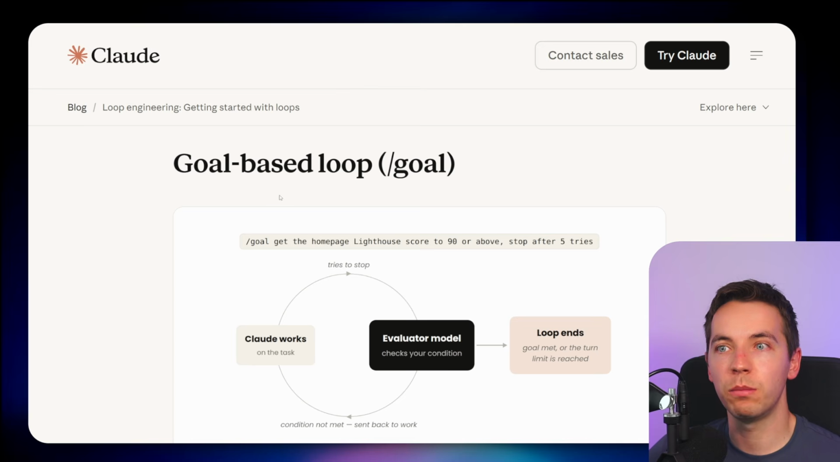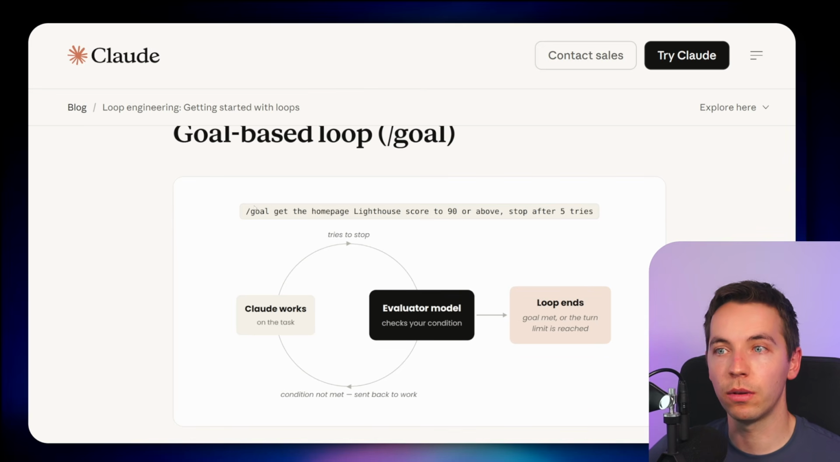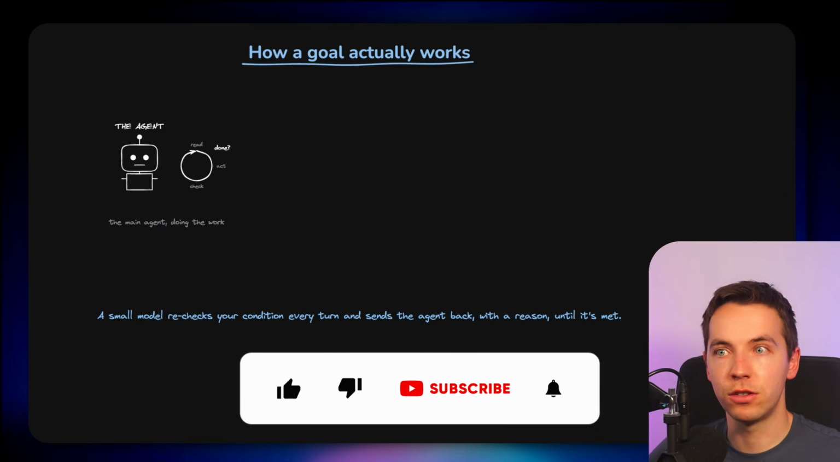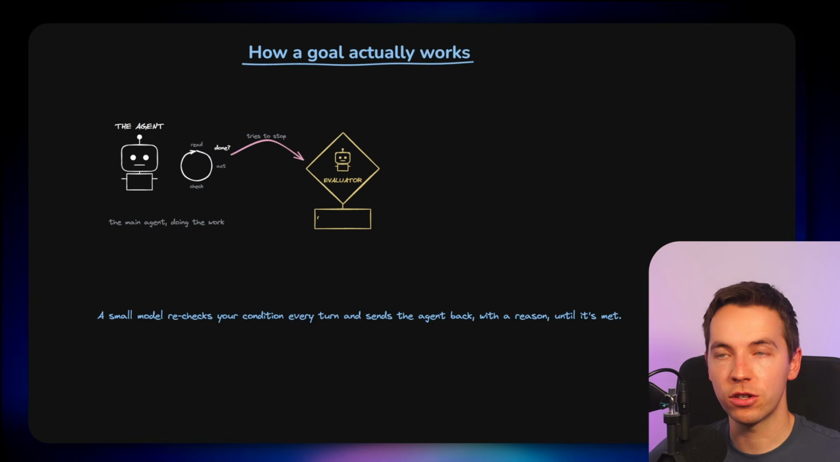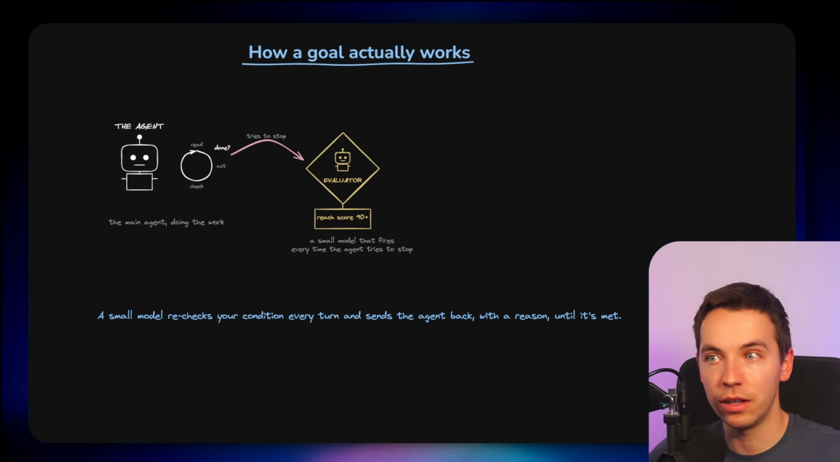Let's start off simply by examining how these goal-based loops actually work. In this simple example, /goal, get the homepage lighthouse score to 90 or above, stop after 5 tries. So let's say that you're running a website and you want to optimize its speed. Claude Code will continually update the code on the page and then retest the score until it reaches the desired result. So here we have the main agent doing the actual work, and then sitting just behind it, there's a second, much smaller model. Under the hood, that's really all /goal actually is within Claude Code.